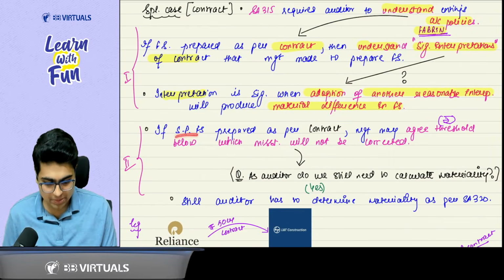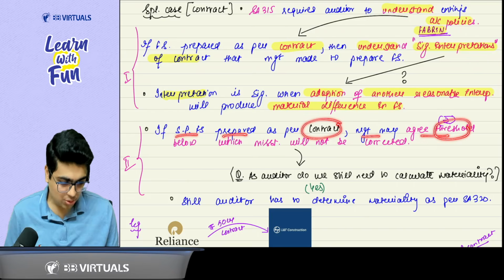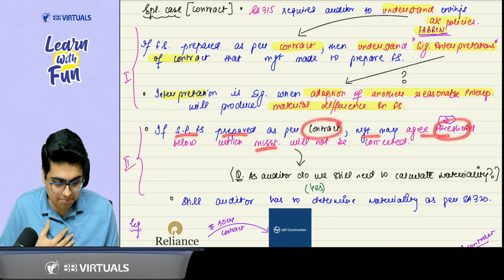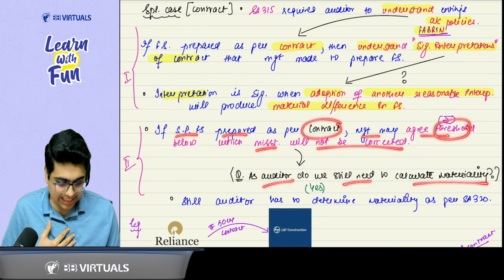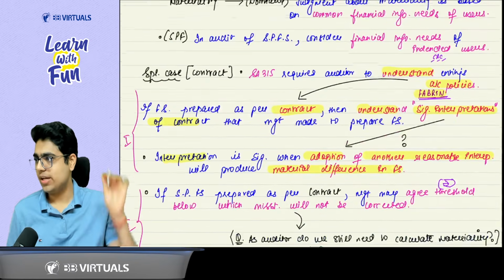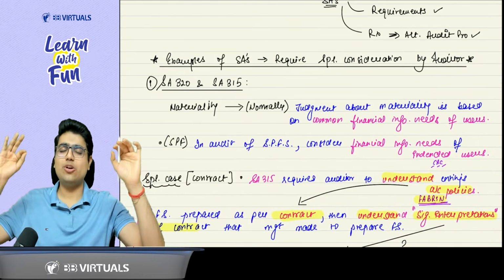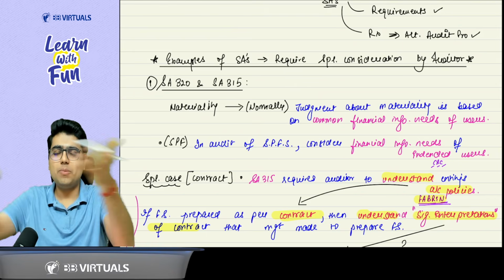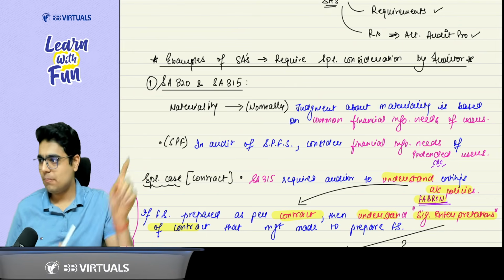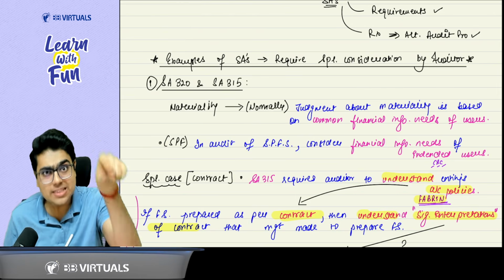So this is the same written here. If the special purpose financial statements are prepared as per contract, management can agree a threshold, that is the amount, below which misstatements will not be corrected. So as an auditor, do we still need to calculate materiality? Yes. Still the auditor has to decide the materiality as per SA 320. So let's have a quick revision of what we discussed till now in SA 320 or 315. 320 talks about materiality, considering the common financial information needs of the user. But because it is a special purpose framework, you need to consider the information needs of specific users.